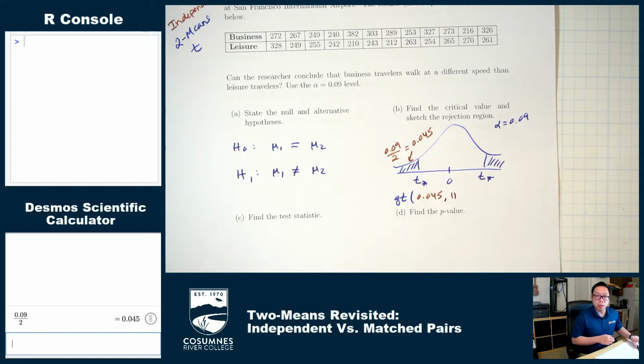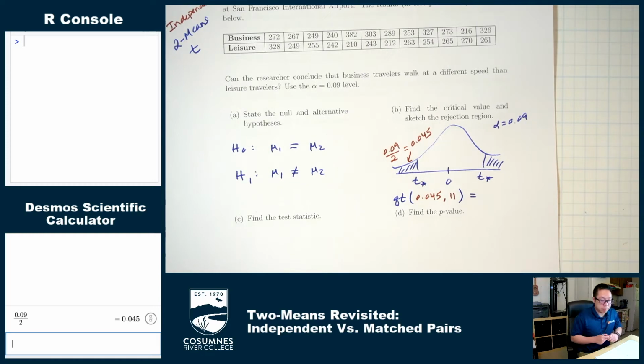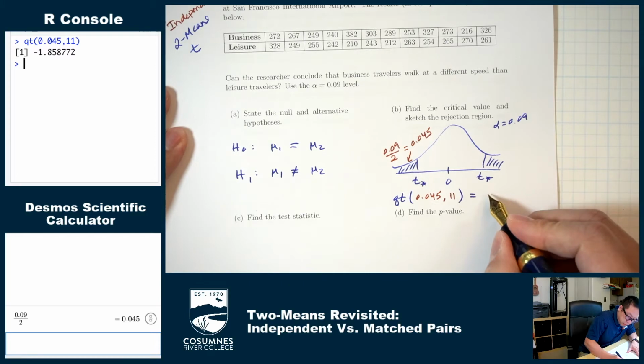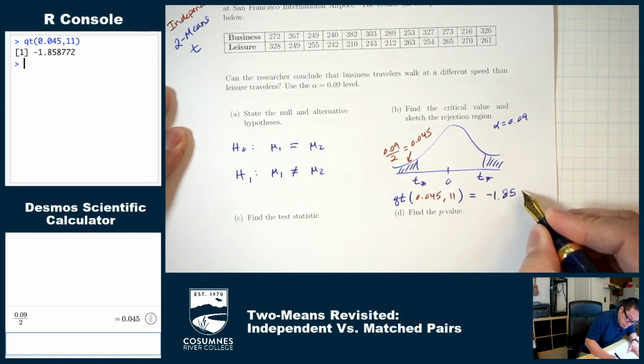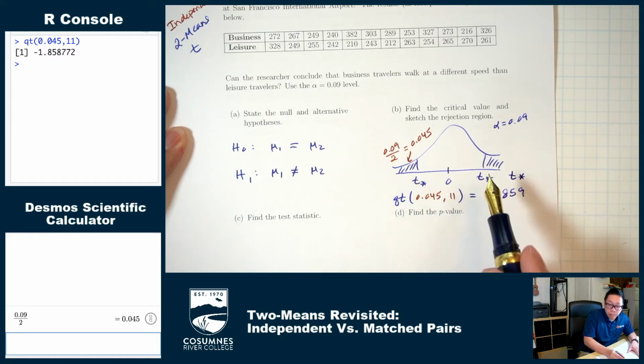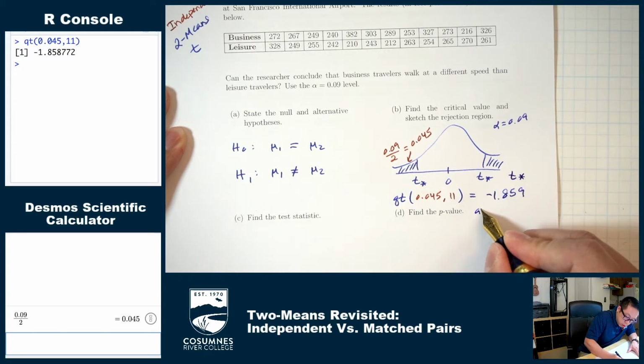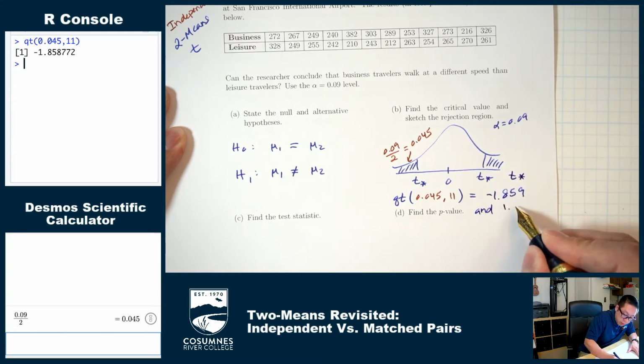All right, so in R, we're going to do QT, 0.045, comma 11. Negative 1.859. Okay, this is a T star. Based on my picture, I do expect two of them. Negative is the one on the left. The one on the right should be positive, 1.859.